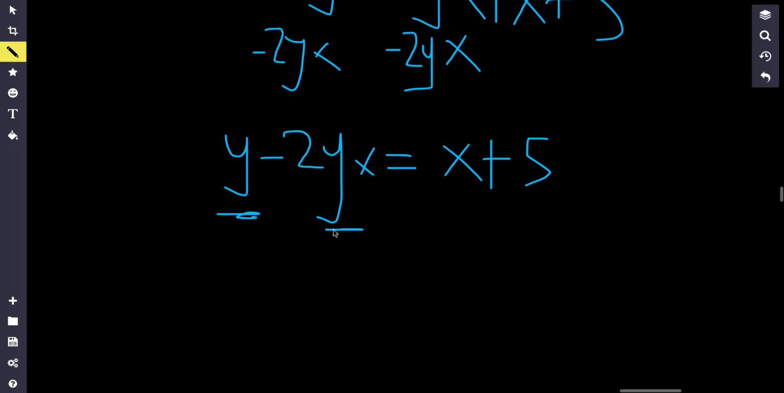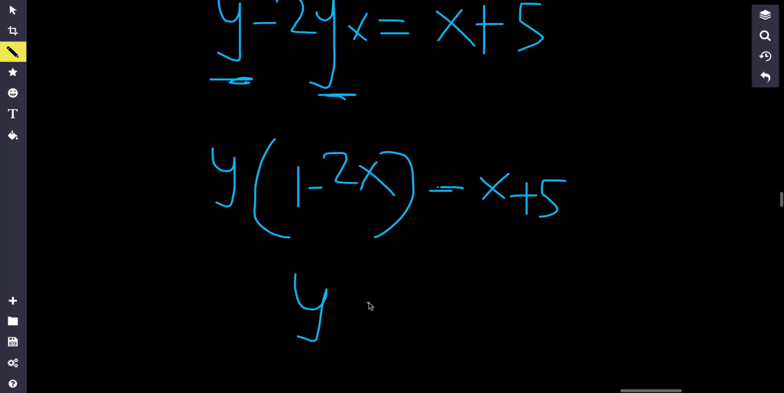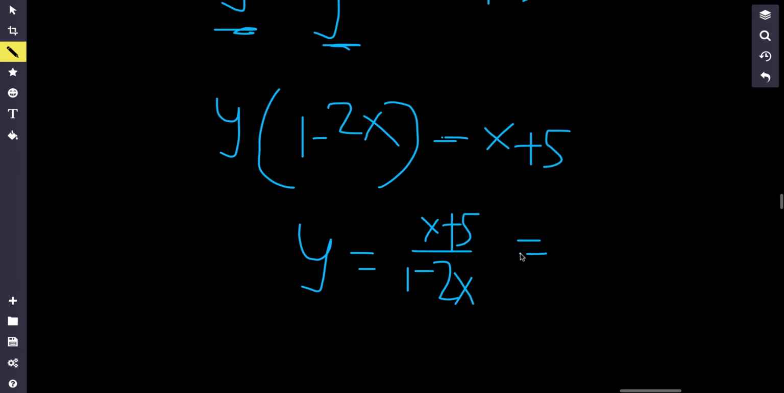Notice how these two terms have a y, so I can factor this out. And it's going to be equal to x plus 5. So if I divide both sides by 1 minus 2x, I get x plus 5 divided by 1 minus 2x. And that's going to be our inverse function.